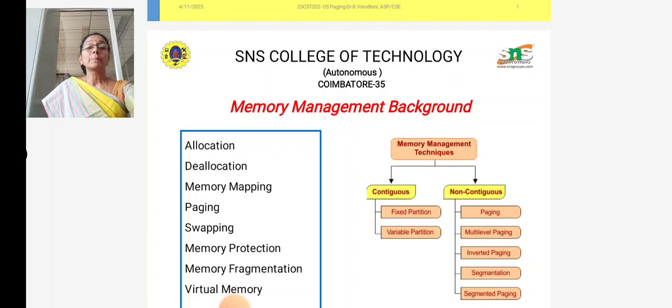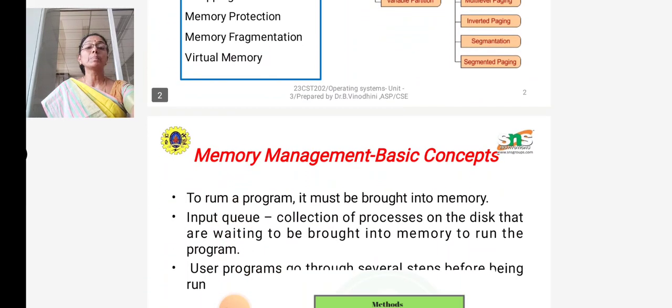And for memory mapping, we have different memory mapping techniques like paging, segmentation with paging. And to do the memory mapping, we have concepts like swapping, memory protection, fragmentation, and virtual memory. These are all the things required to do the memory mapping and the allocation and deallocation of memory.